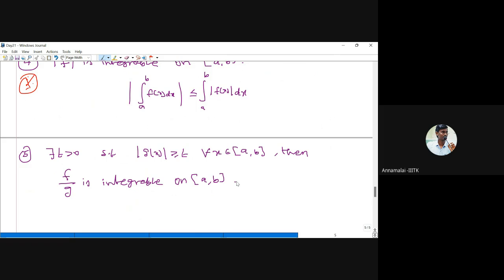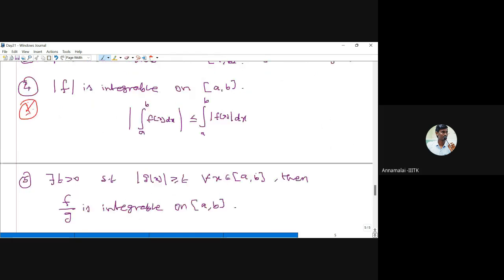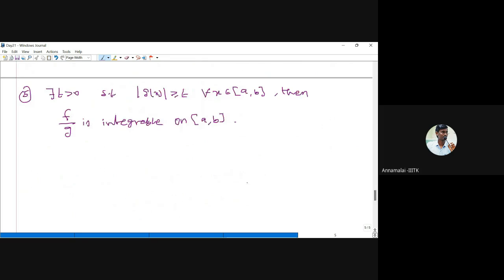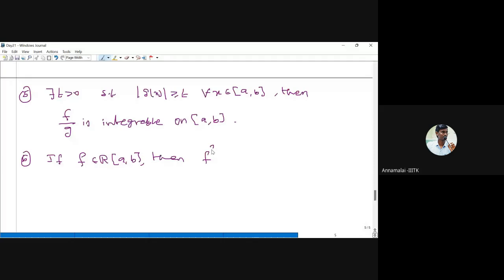Now these are all important properties, and if you take the product, I already said the product. In particular, if you take both functions the same, then f square is also bounded and integrable. So if f is Riemann integrable on the closed interval a comma b, then f square is also Riemann integrable on the interval a comma b. So these are all properties.